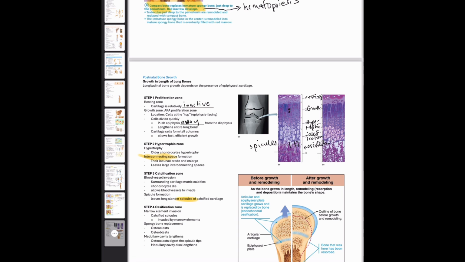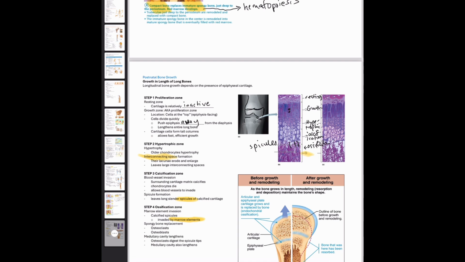And then within step 4, the ossification zone, they are going to be invaded by the marrow elements, including the osteoblasts and osteoclasts, right? Clasts are going to break down some of that cartilage there, and then the osteoblasts are going to help to start to build that bone that's going to be found right in here.